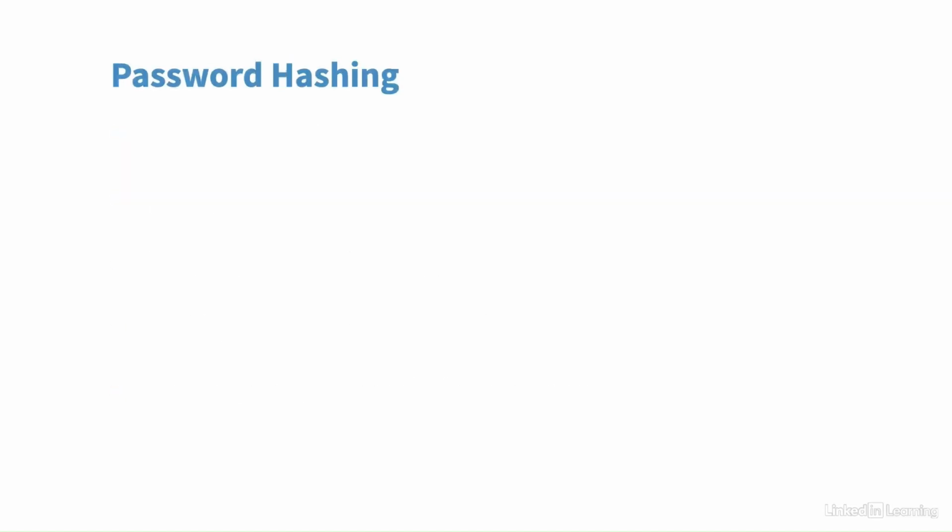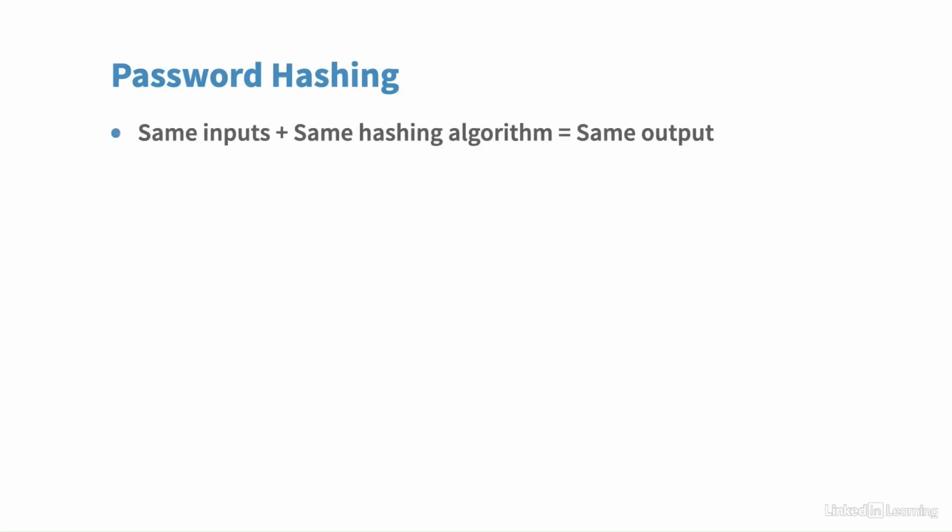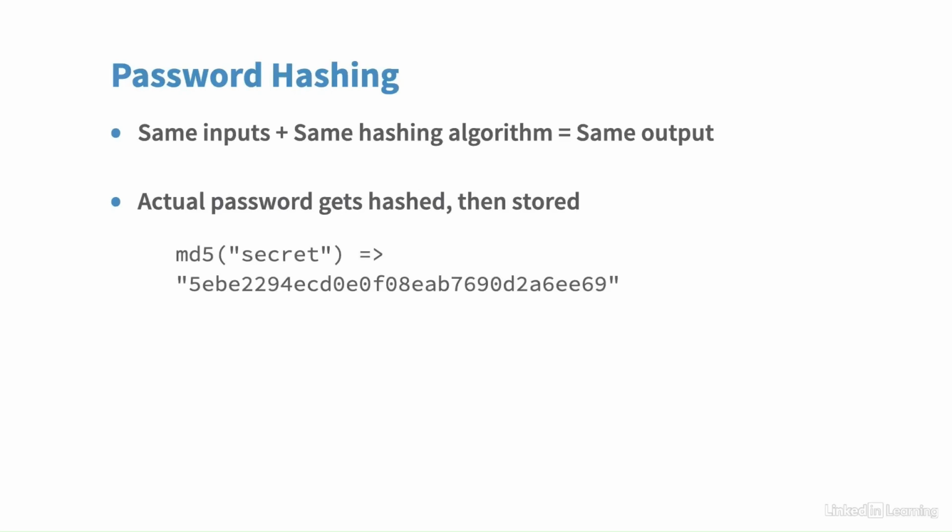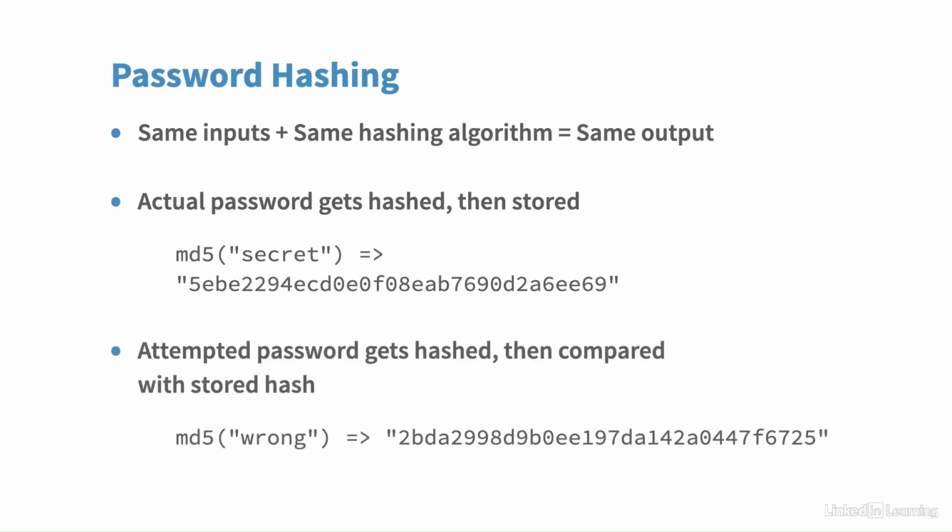If we can't reverse the process, you may wonder how we can authenticate a user by their password. It works according to a simple principle. The same inputs plus the same hashing algorithm always equals the same output. When a user initially sets up an account with a password, that password goes through a hashing algorithm and the result is stored in a database. Anytime the user tries to log in, the password input is run through that same hashing algorithm. If the output matches what's stored in the database, then we know the input must be the same. Same input, same algorithm, same output. If not, then we know that the attempted password was wrong.